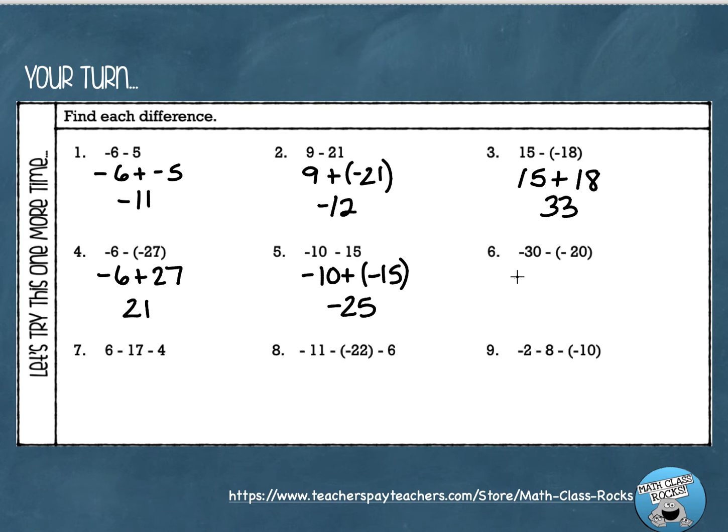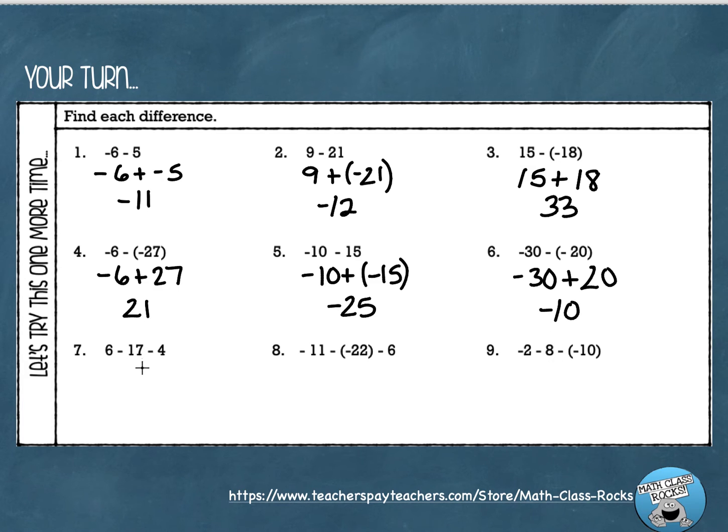For number 6, negative 30 stays the same. I change my subtraction to addition. The opposite of negative 20 is positive 20. If I'm adding a negative 30 and a positive 20, they have different signs, so I subtract. 30 is larger than 20, has a larger absolute value. Since it was negative, my answer will also be negative.